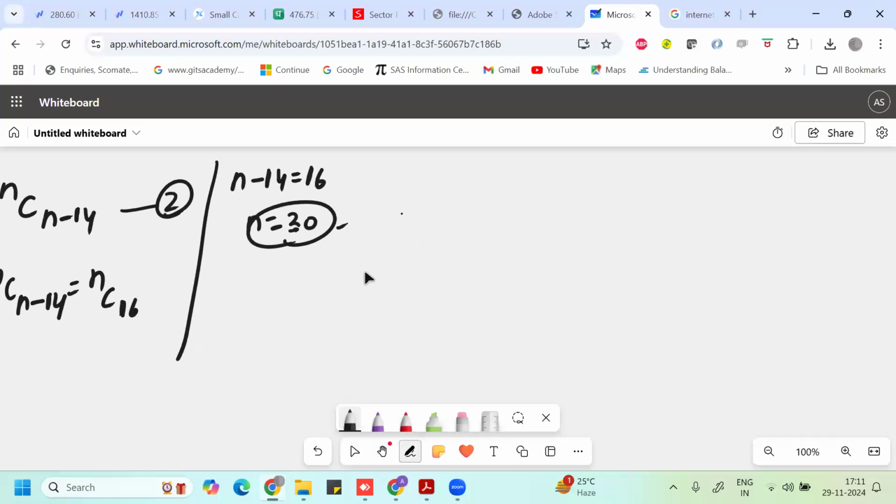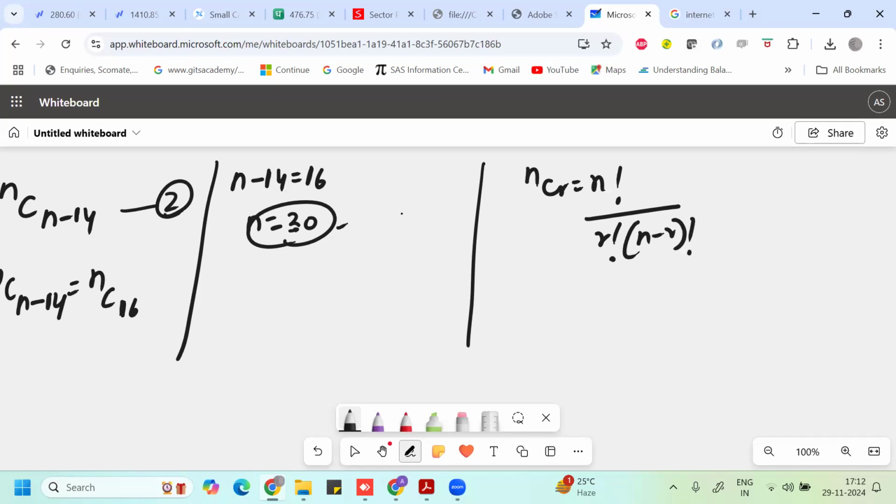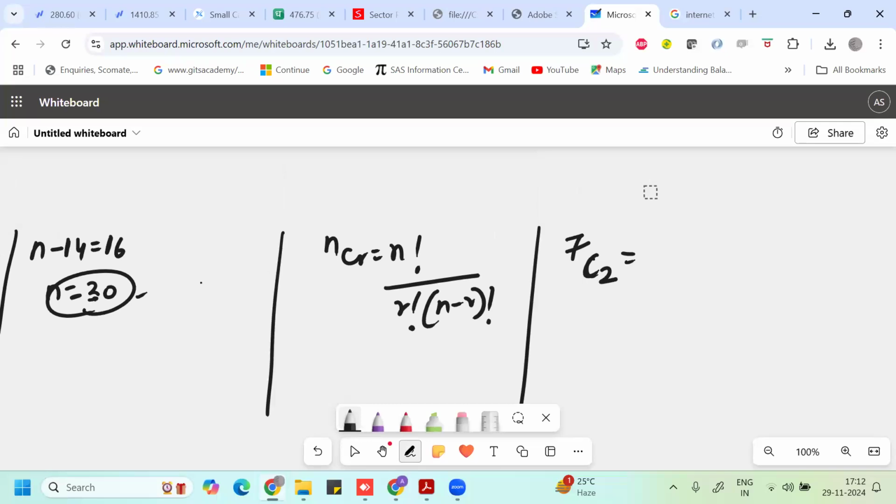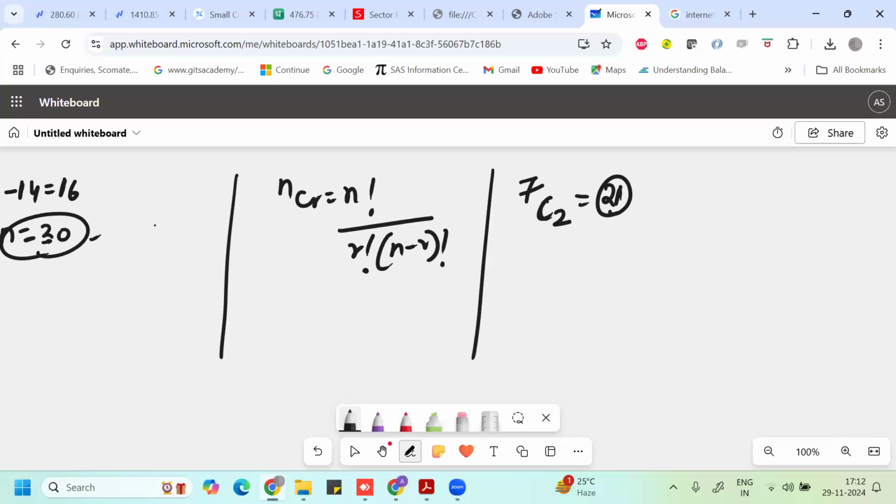Ramya, you know the nCr formula, n factorial by r factorial into n minus r factorial. So what is 7C2? 7C2 is 21. Sir, how did you get this value so fast? I'll tell you. 7C2 means 7 factorial by 2 factorial into 7 minus 2 factorial.